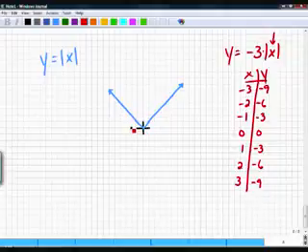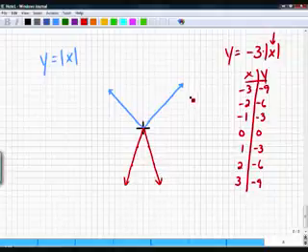Negative 3, negative 9: 1, 2, 3, 4, 5, 6, 7, 8, 9. There's negative 3, negative 9. Negative 2, negative 6. Negative 1, negative 3. And 0, 0. 1, negative 3; 2, negative 6; 3, negative 9. Two different things happen. It's upside down, so let's talk about the upside down part first.